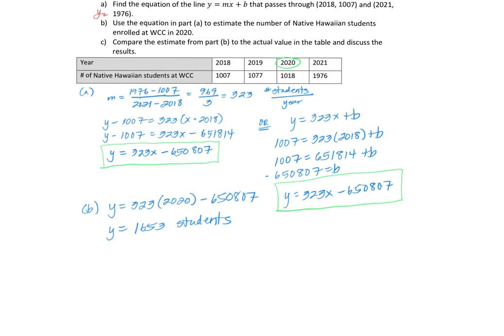Again, looking up at that table, there's only 1,018. So that tells me that this table, if I were to plot all those points in a graph, would not be linear. I could not draw a line through all of those points. So this is not a linear model.